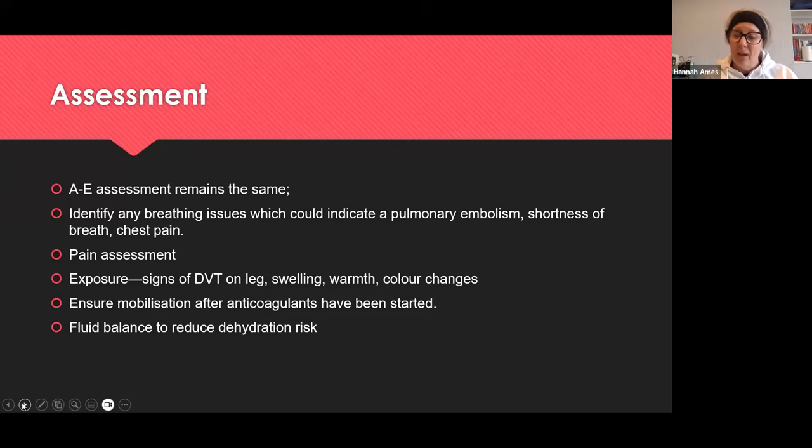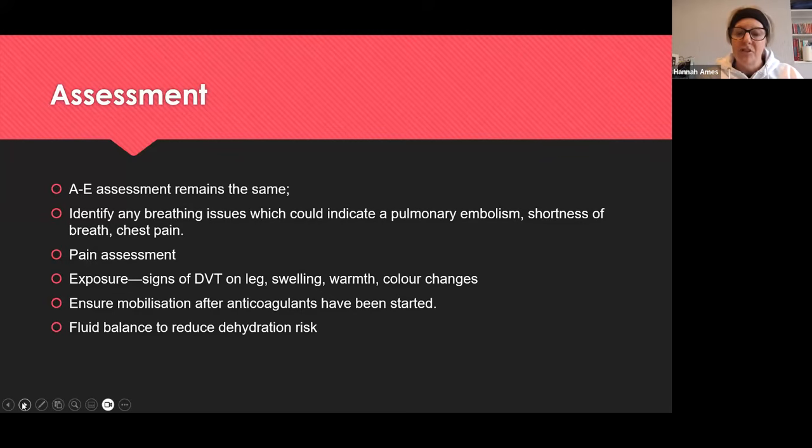So if we are picking up an increased respiratory rate, or the patient is verbalising any signs of respiratory distress, that's an immediate red flag and would need an immediate escalation. Pain assessment, so part of your disability, pain assessment's important. So pain assessment on the legs, potentially chest pain as well. In exposure, we would be assessing that leg for signs of DVTs, like I said, any swelling, warmth, colour changes.